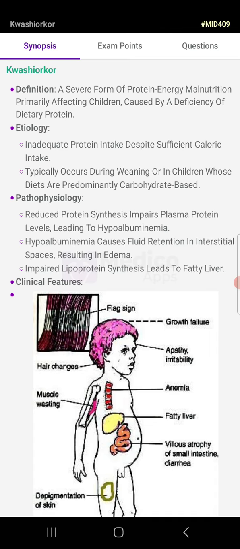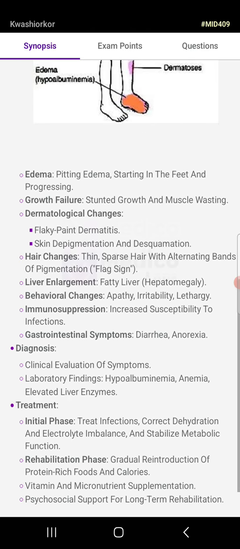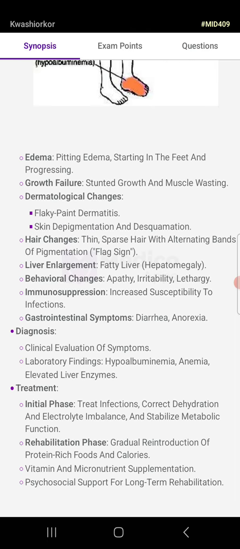Impaired lipoprotein synthesis leads to fatty liver. Edema: pitting edema starting in the feet and progressing. Growth failure: stunted growth and muscle wasting. Dermatological changes like flaky paint dermatitis, skin depigmentation and desquamation. Hair changes like thin sparse hair with alternating bands of pigmentation, flag sign.